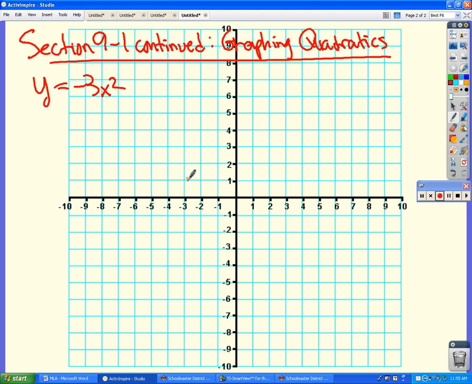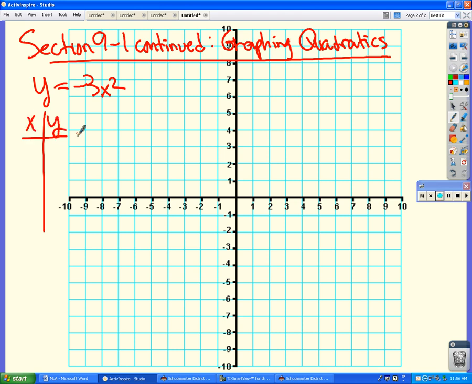Tell me 3 things about this graph. Okay, it's negative, therefore it will be going down. So that's one thing, we're going to expect it to go down. It has a y-intercept of 0. Okay, it's going to cross the y-axis at 0. And what's another thing that it's going to look like? It's going to be skinny, because 3, you don't look at the negative or positive, you just look at the number. It's going to be relatively skinny. Okay? So we can look for those 3 things.